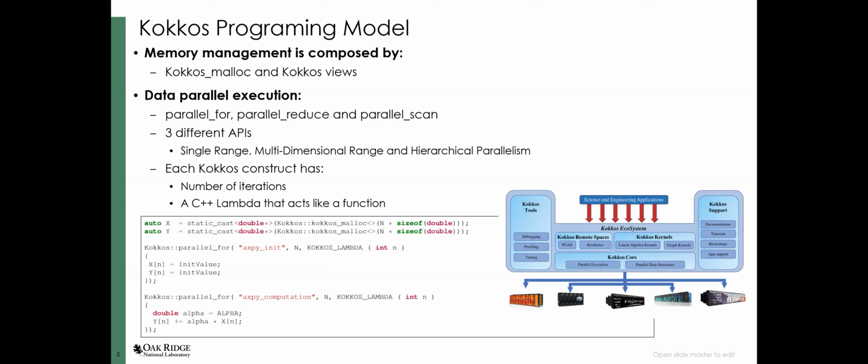At the same time, there are 3 different modes or APIs depending on the data that you want to compute. For instance, we have single range, which is more focused on unidimensional arrays or vectors. Then we have a multidimensional range mode or API, which is about how to perform computation on matrices or 3-dimensional domains, things like that. Also, we have something called hierarchical parallelism.